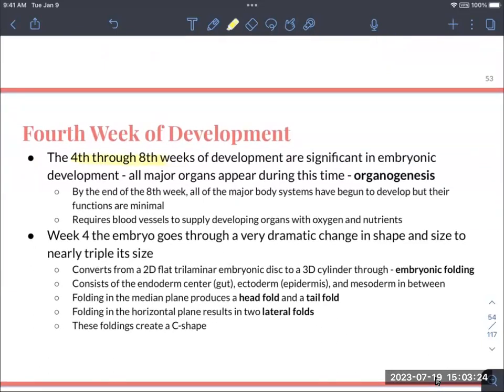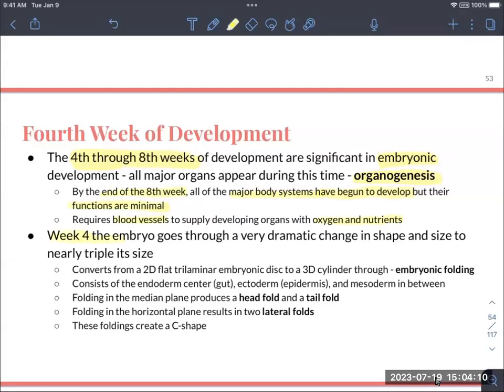So during this 4th to 8th week of development, this is still the embryonic development. We still have our embryonic development happening. This is when organogenesis happens. Organs, genesis means we're building or making, we're making organs. So by the end of the 8th week, all of our body systems have started to develop. They don't function very well yet, but they're developing. So they've got their blood vessels, so they get their oxygen and their nutrients.